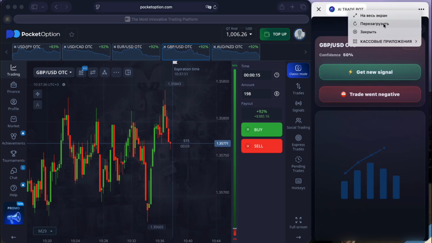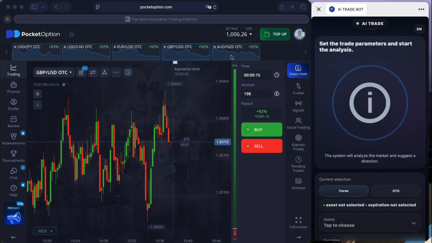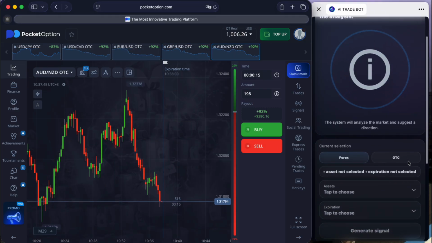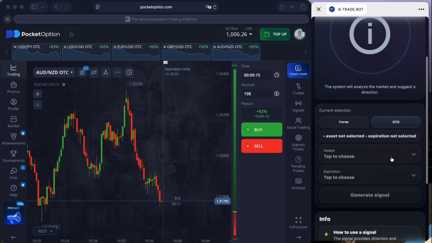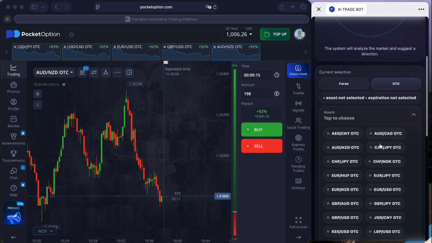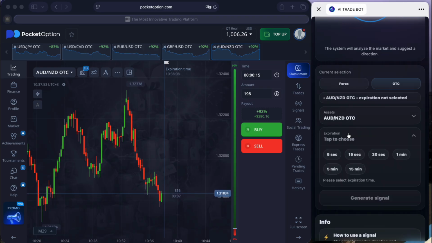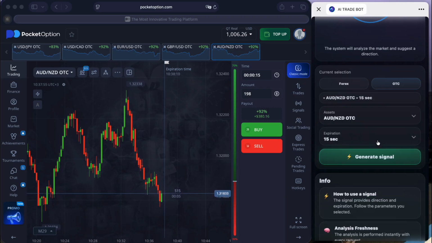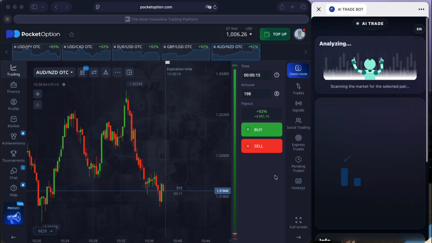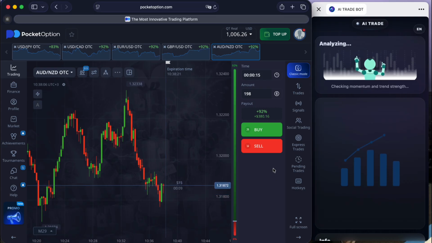I'm restarting this tool and moving on with my assets, namely the Australian dollar, the New Zealand dollar. Also, without any technical analysis, I calmly open on this asset. OTC mode on our screens. Australian dollar, New Zealand dollar. Select this asset. I also set the expiration time to 15 seconds. I click on the signal generation and also wait for the technical analysis of this bot.